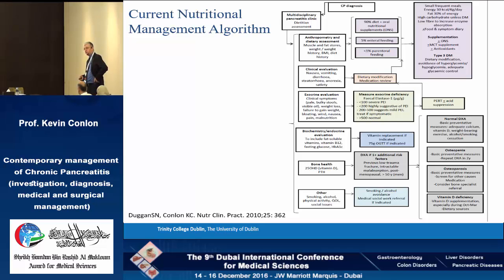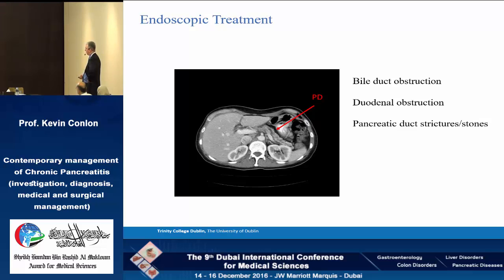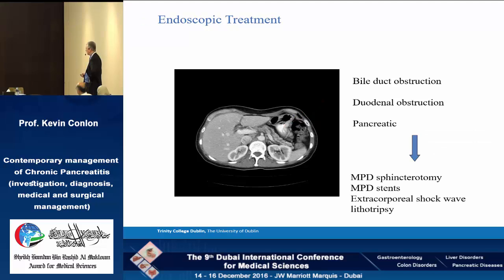Now, I'm a surgeon, and I have to talk a little bit about surgery in terms of this disease. So when do we use surgery, or when do we use endoscopy? Endoscopic treatment has been used for many years to deal with bile duct obstruction, duodenal obstruction, and pancreatic duct strictures and stones. There's been a whole number of procedures, such as main pancreatic duct sphincterotomy, pancreatic duct stents, of course biliary stents as well, and then extracorporeal shockwave lithotripsy to break up stones within the duct.